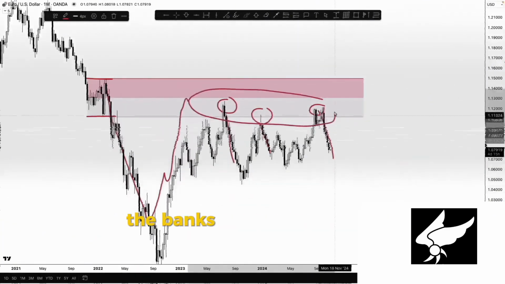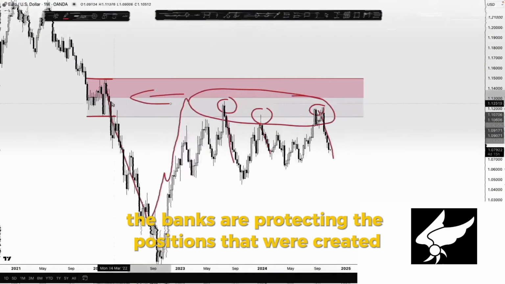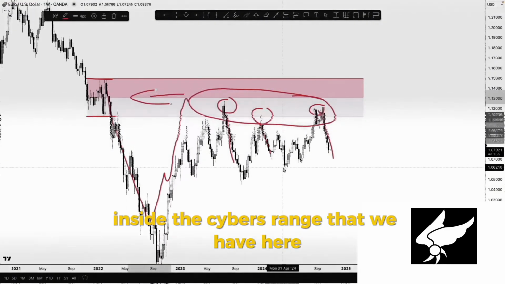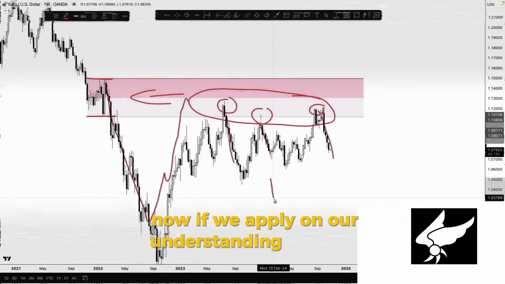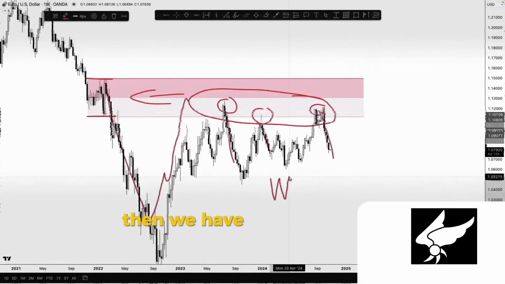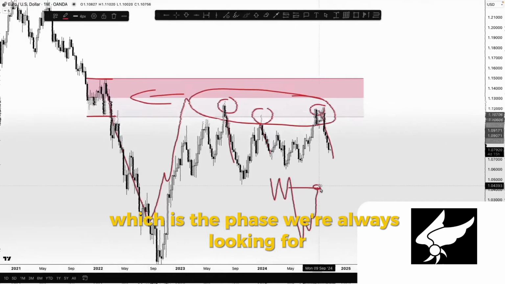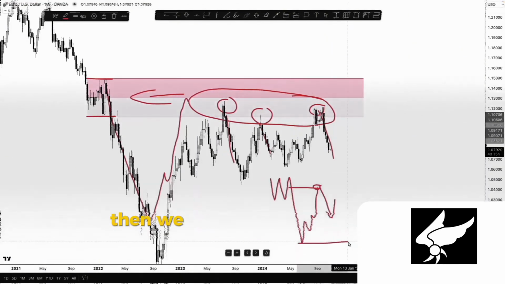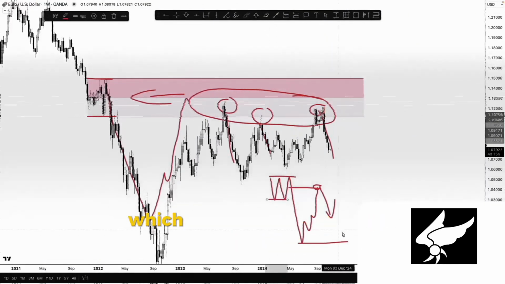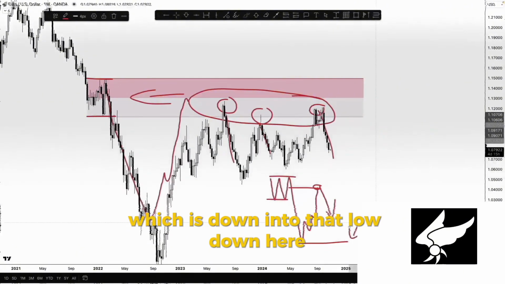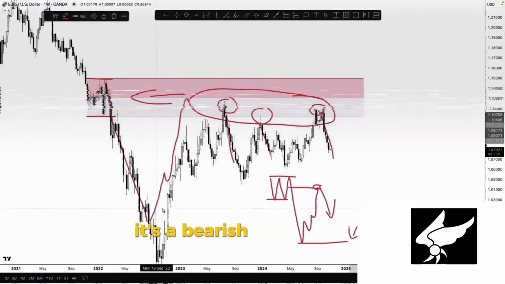This is showing that the banks are protecting the positions that were created inside the sideways range that we have here. Now, if we apply our understanding of RAMC, then we have range, initiation, mitigation, which is the phase we're always looking for, and potential continuation. Then we have a very clear target for price as well, which is down into that low down here. Now this is an order flow pattern, it's a bearish order flow pattern.